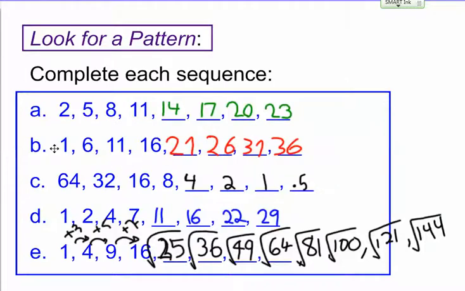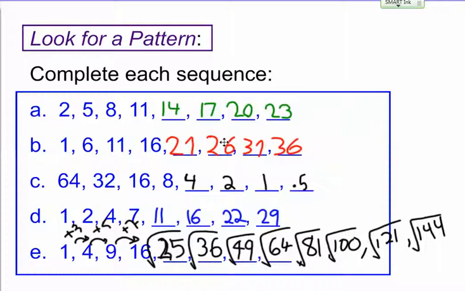Other people noticed that the tens place is the same for 2 numbers in the sequence, and then it increases by 1. So the tens place in these two is 0, then we have a 1, 1, a 2, 2, a 3, 3, etc. And then the ones place is 1, 6, 1, 6, 1, 6, and that's another way to describe that pattern.